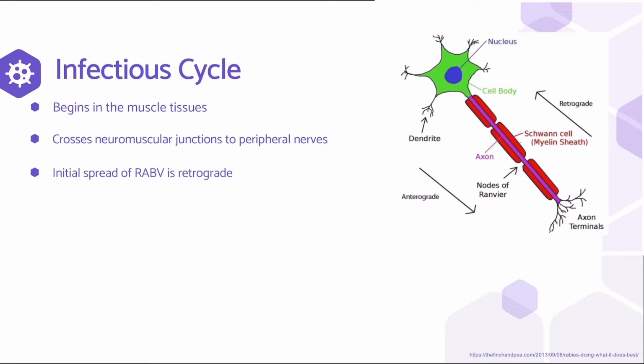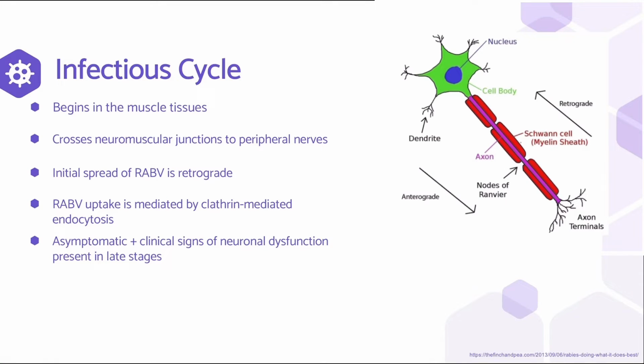If you look at the image on the slide, you can see that the retrograde starts at the axonal terminal and goes to the cell body, and anterograde starts from the cell body and goes to the axonal terminal. And the rabies virus uptake is mediated by clathrin-mediated endocytosis. There are also asymptomatic and clinical signs of neural dysfunctions that are presented in the later stages. The infection deteriorates the health of the host and leads to death from respiratory and heart failure.